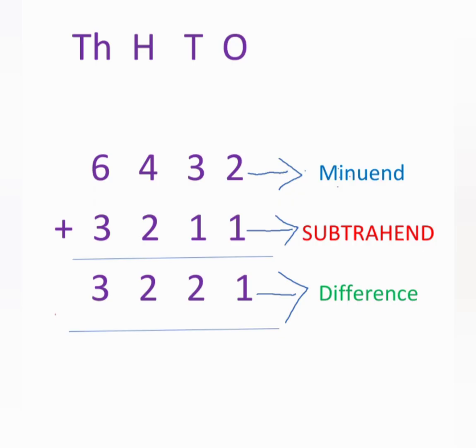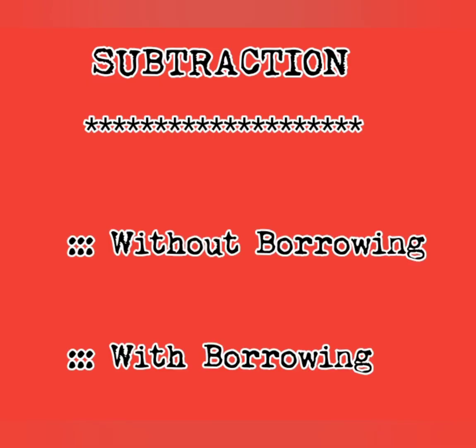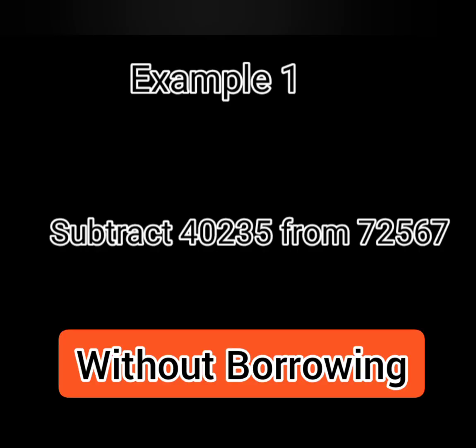Here 6432 is minuend, that is why we have written it on the top. Then we have subtrahend, that is 3211. The answer that we got after subtracting minuend and subtrahend is the difference, that is 3221. Children, in subtraction we have two concepts, that is subtraction without borrowing and subtraction with borrowing. We'll start with subtraction without borrowing.